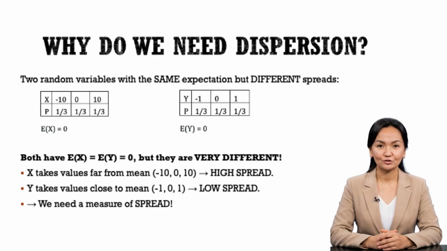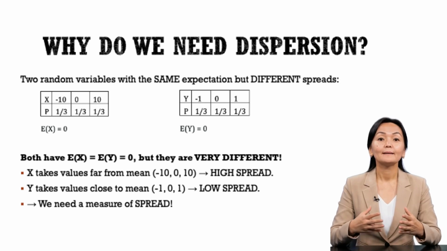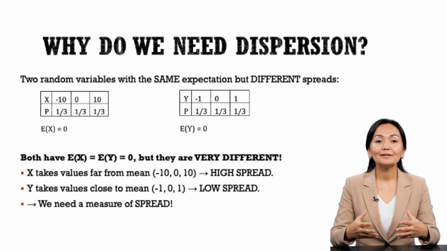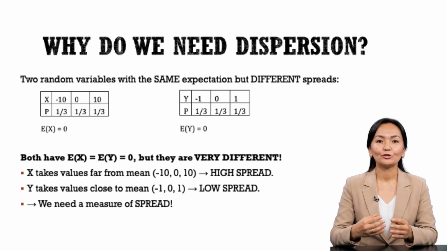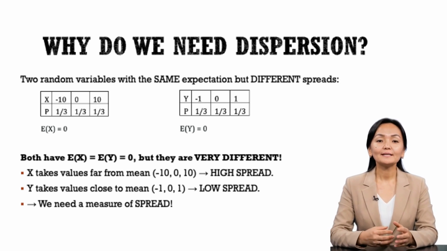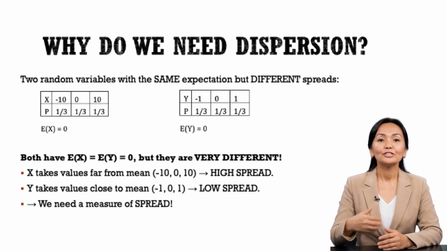For X, the values are far from the mean. -10 and +10 are very far away from 0. For Y, the values are very close to the mean. -1 and +1 are just 1 unit away. If these represented investment returns, for example, X would be a high-risk investment with huge potential gains and losses, while Y would be a low-risk investment with small fluctuations. The expectation alone of 0 would suggest they are identical, but clearly they are not.